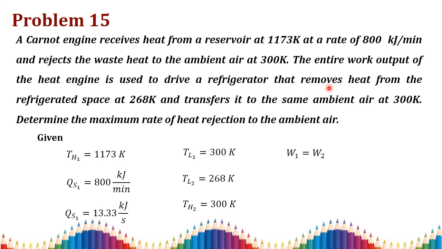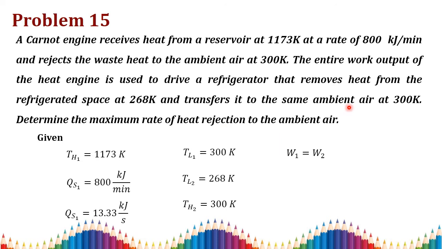The refrigerator removes heat from the refrigerated space at 268 Kelvin. This is the lower temperature, so TL2 is 268 Kelvin, and it transfers the heat to the same ambient air at 300 Kelvin. The refrigerator takes heat from the refrigerated space and transports it to the atmosphere, so this is the higher temperature reservoir for the refrigerator, TH2 equal to 300 Kelvin. Determine the maximum rate of heat rejection to the ambient air. We need to find the maximum rate of heat rejection to the ambient air.